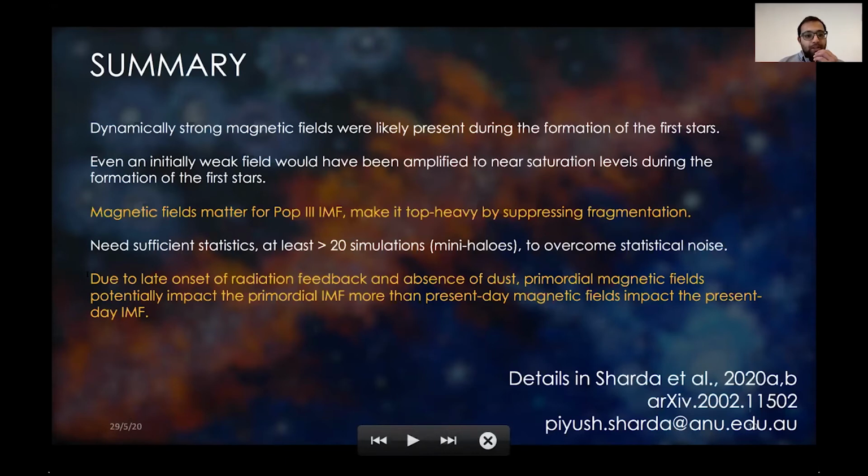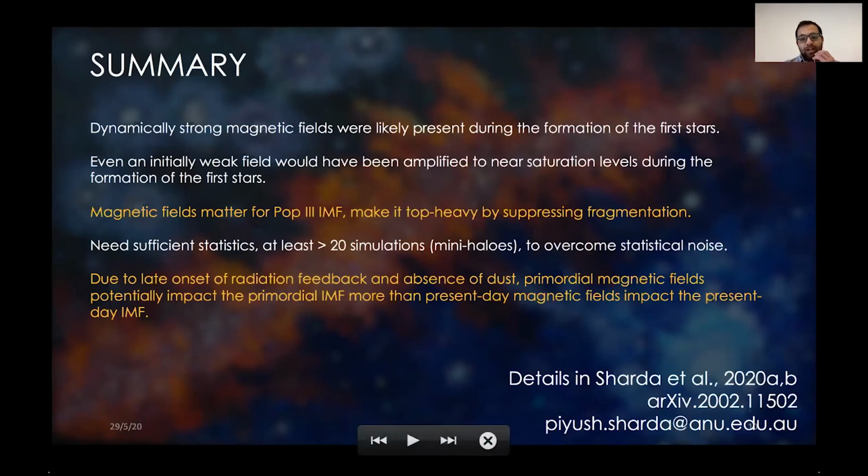And perhaps the last point in the summary is a very important and interesting point, which is when we compare this scenario to Population 1 star formation, or star formation in the Milky Way, we find that magnetic fields have a subdominant role as compared to other processes like radiation feedback, which set the initial mass function. But we argue that this might not be the case for Population 3 stars, because radiation feedback is weak, but also it starts very late on. It only acts for very, very high mass stars because of the absence of dust, which means that there is a larger role for magnetic fields to play in setting the Population 3 IMF.